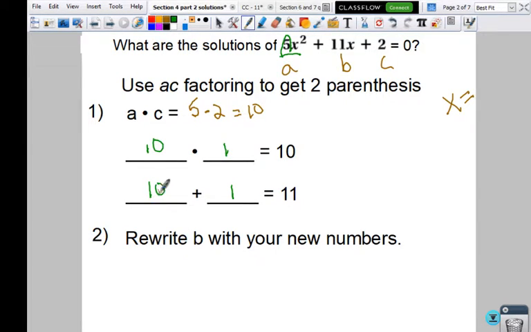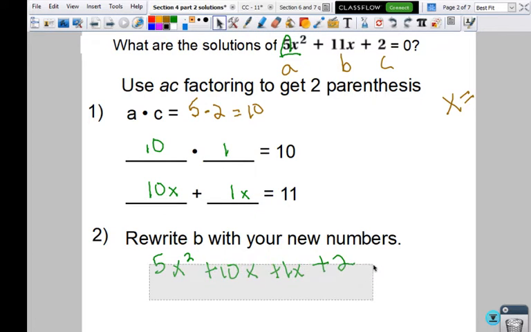Step 2, rewrite B with your new numbers. Remember, when we do step 2, we add on x's or y's or whatever our variable is. X's in this case. 10x plus 1x is still 11x, so we don't actually change anything. We just split it up to make it easy to use. So I have 5x squared plus 10x plus 1x plus 2.